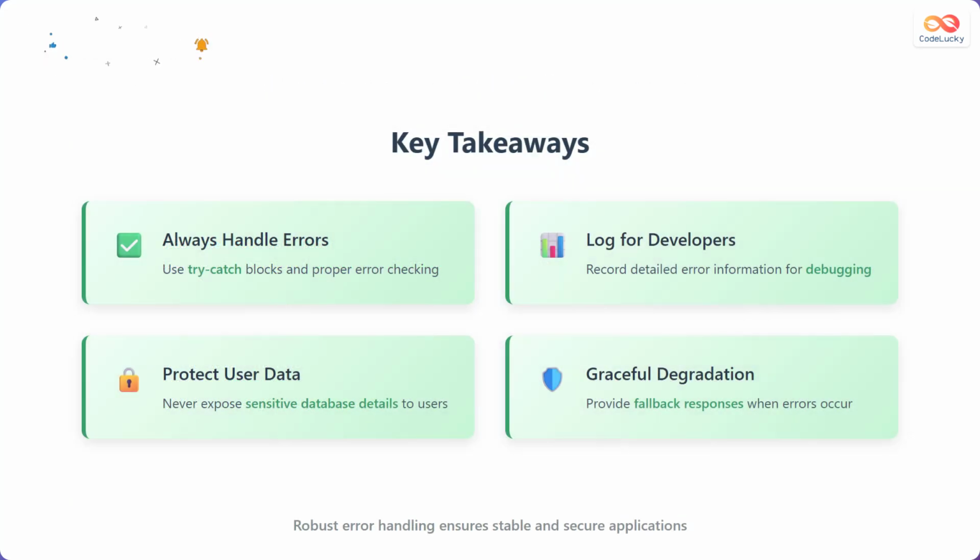Here are the key takeaways from this video. First, always handle errors using try-catch blocks and proper error checking. Next, log detailed error information for debugging purposes. Also, protect user data by never exposing sensitive database details to users. Finally, provide fallback responses when errors occur to ensure a graceful user experience. Robust error handling ensures stable and secure applications.